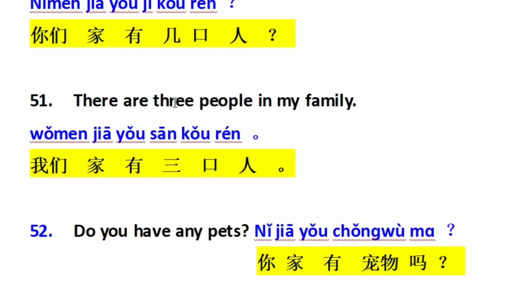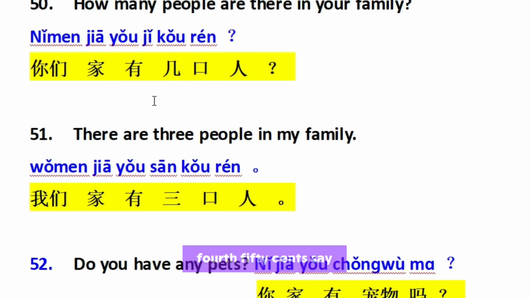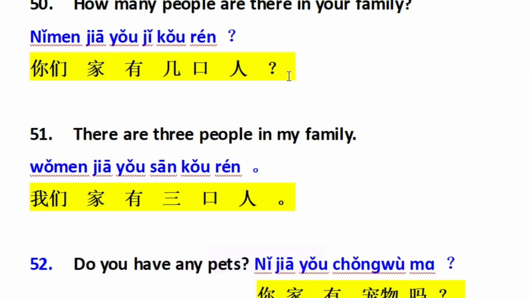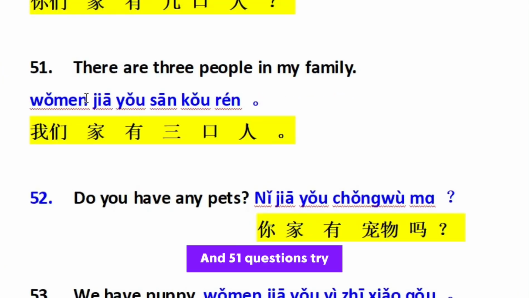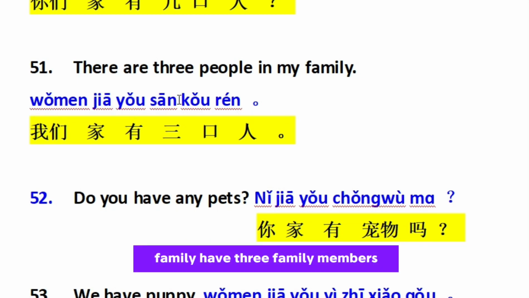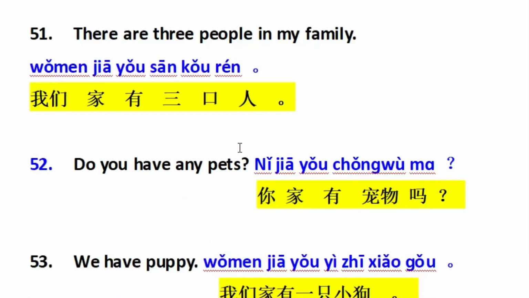You know, the 50th sentence says Nijia you jikouren, Nijia you jikouren, which means how many people are there in your family? Then 51 tries to answer the question: Wojia you sankouren, Wojia you sankouren, which means there are 3 people in my family. My family has 3 family members.